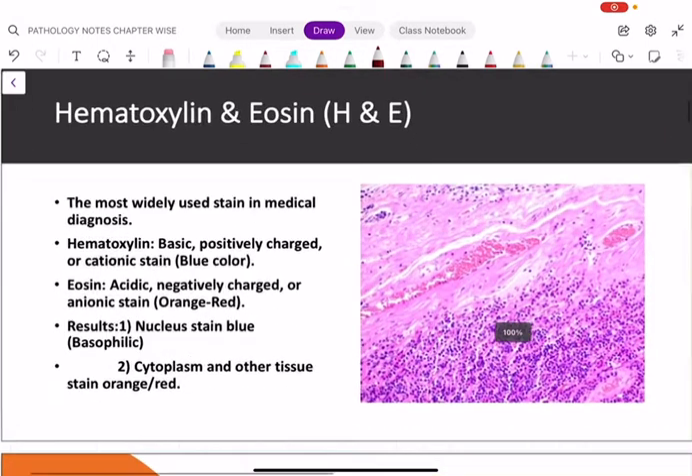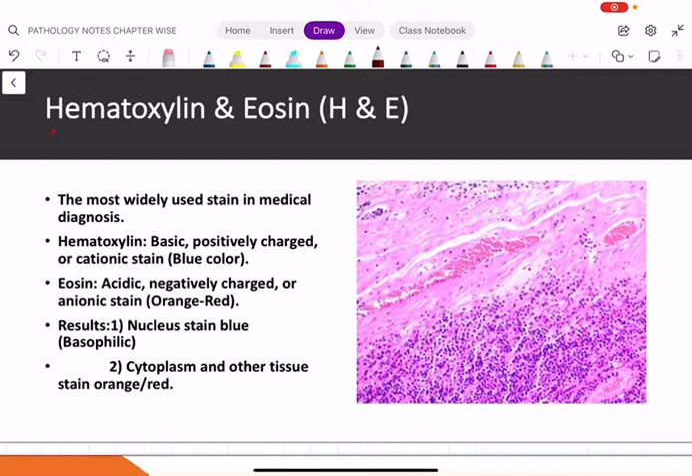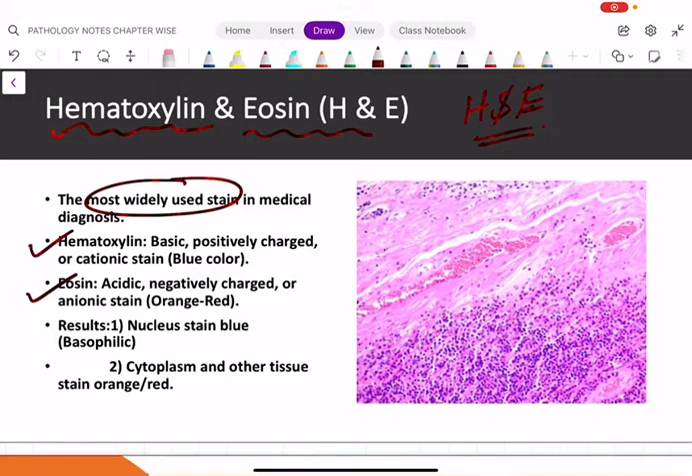The first stain is what we call hematoxylin and eosin. We call it H and E. Remember, it is the most widely used stain in medical diagnosis. You should know the components. Hematoxylin is the basic stain. It is positively charged and will give blue color, as you can see in this picture. You can see various blue color structures here. These are nothing else but the nucleus. Not only the nucleus, all the basic components will be stained by hematoxylin.